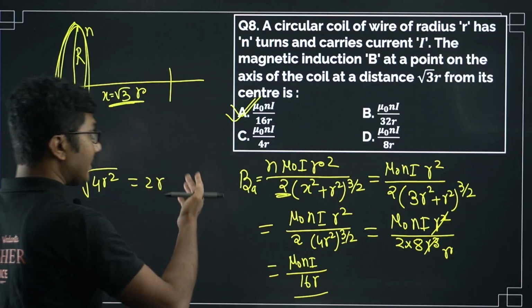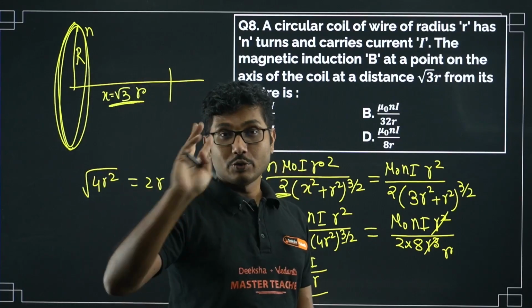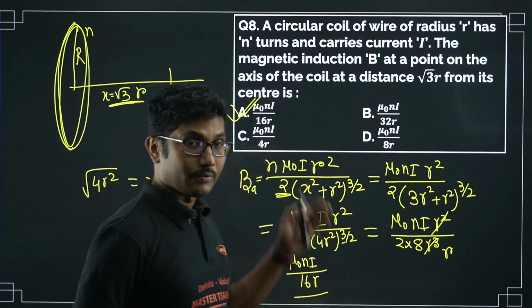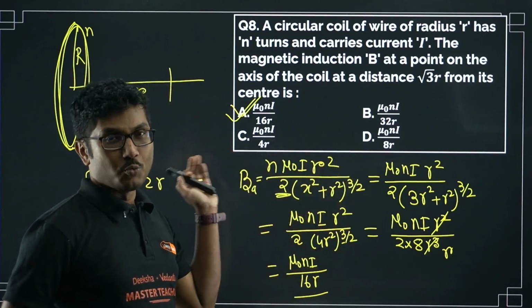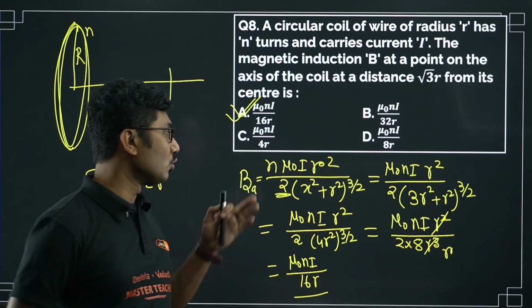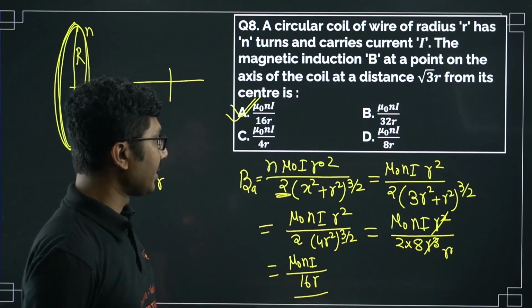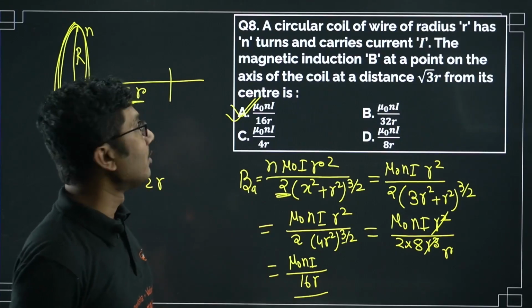When we are calculating mu naught by 4 pi, there was one more 2 pi in the upper part, 2 pi r. So 2 pi and 4 pi cancel and we get 2 over here. This 2 is very, very important. This is a very, very important formula.